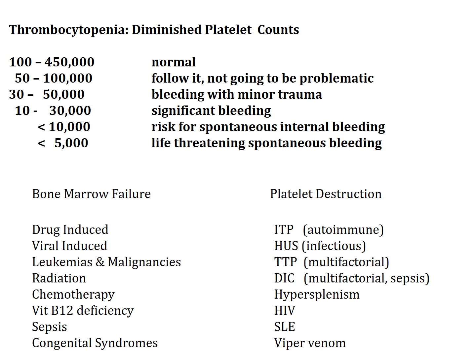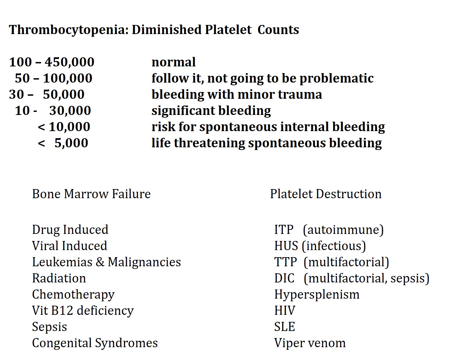So why might people have thrombocytopenia, lack of platelets? Their bone marrow has failed for a lot of different reasons. Drugs can cause the bone marrow to fail, viral infections, infiltrations with cancer, radiation of the bone, chemotherapy, sepsis, B12 deficiency can also affect bone marrow failure. So bone marrow failure means that you're not making the platelets, or you can destroy platelets.